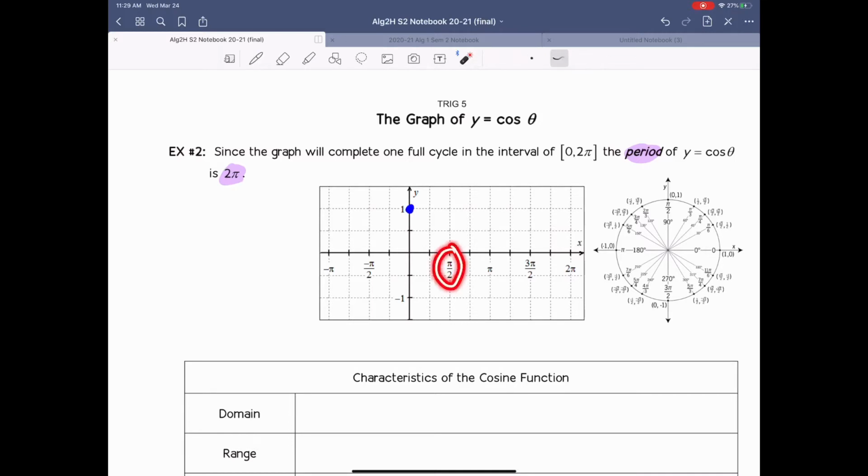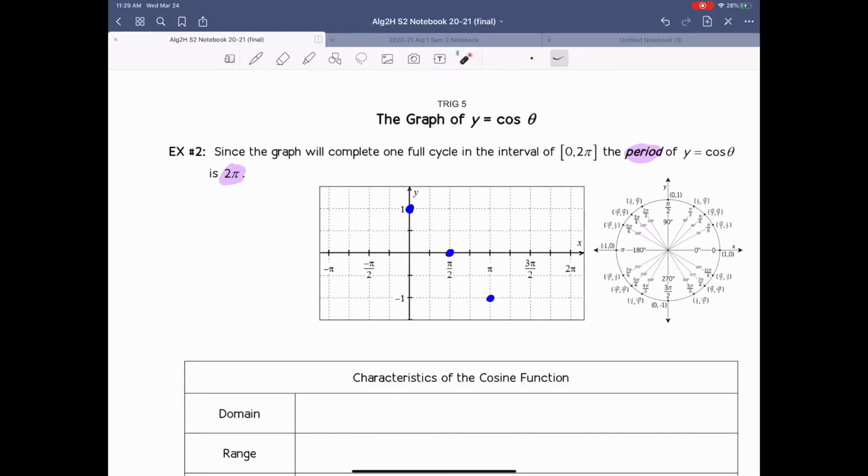Next, let's look at pi over 2. So pi over 2 has a terminal side right here. The corresponding point is 0, 1, and since that x-coordinate is 0, the cosine of pi over 2 is 0. So I plot a point at pi over 2, 0. Let's look at pi. So pi has a terminal side right here that corresponds to the point -1, 0. The x-coordinate is -1, so the cosine of pi is -1. So plot a point right here at pi, -1.